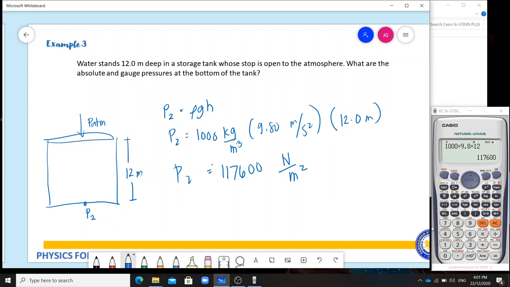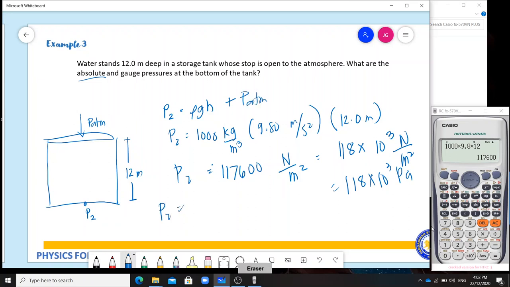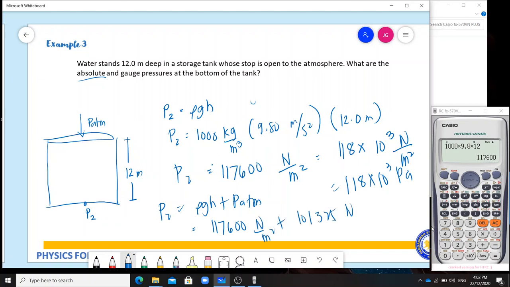Or pwede natin siyang isulat as 118 times 10 raised to 3 Newton per meter squared, or 118 times 10 raised to 3 Pascal. Okay? So, next is, pag absolute naman siya, dagdag natin yung atmospheric pressure. So, P2 is equals to rho gh plus atmospheric pressure. Atmospheric pressure natin is 101325. So, 117,600 Newton per meter squared plus 101325 Newton per meter squared equals 219 times 10 raised to 3 Pascal. Okay, so that is our final answer.